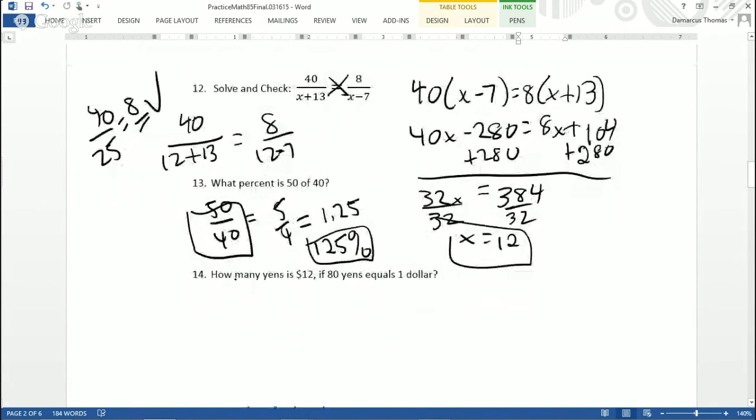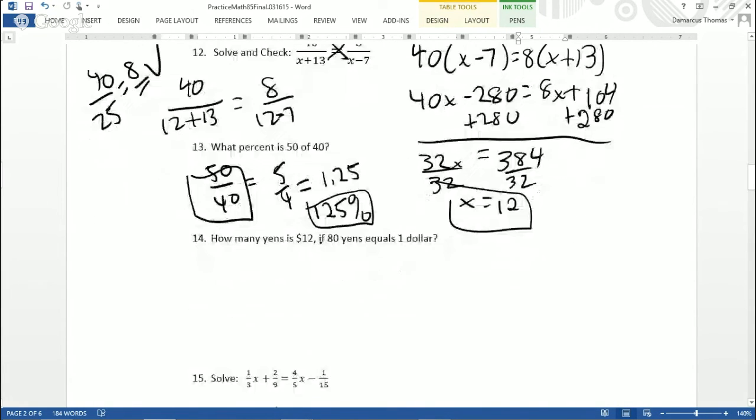How many yen is $12 if 80 yen is equal to $1? So we have dollars, we need yen. So when we multiply this out, well, 12 times 8 is 96. So 12 times 80, 960 yen.